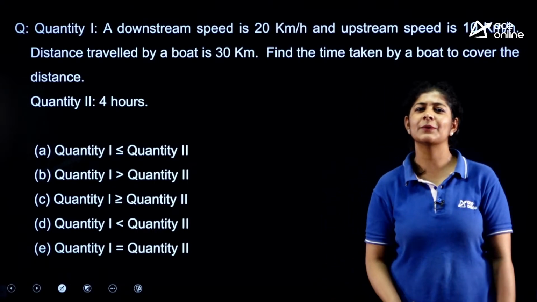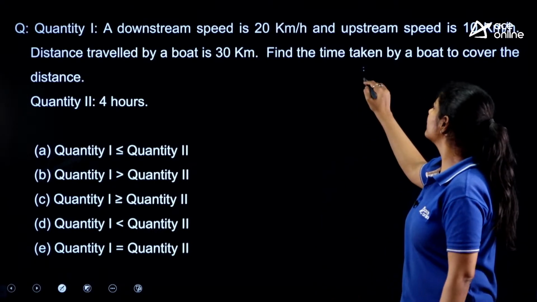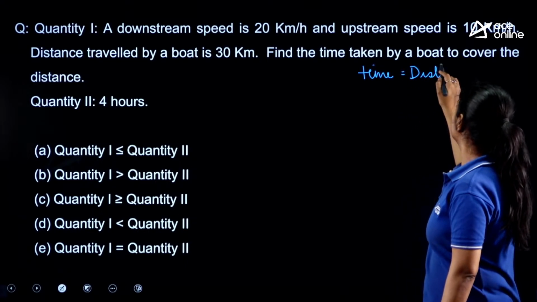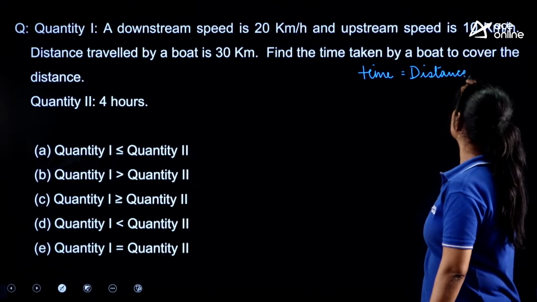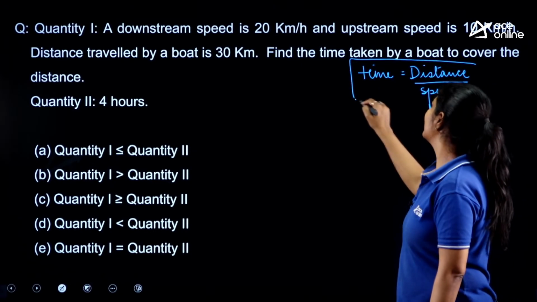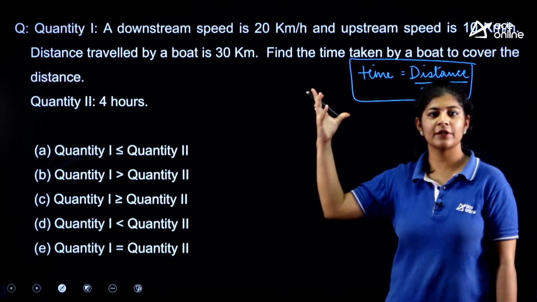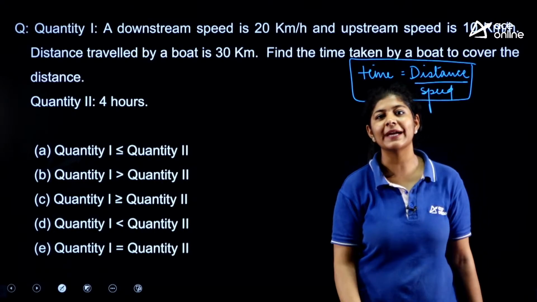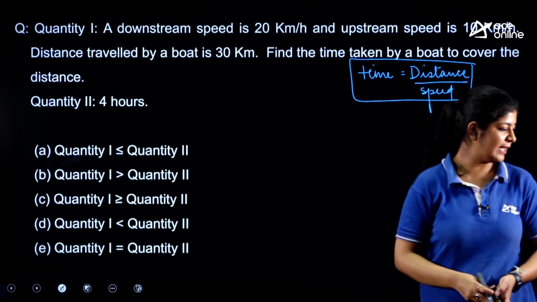We can easily calculate the time, and we know that time can be calculated as distance upon speed. We need to apply this particular formula just to calculate the quantity number 1, and afterwards we just simply need to compare both the quantities just to get the answer.